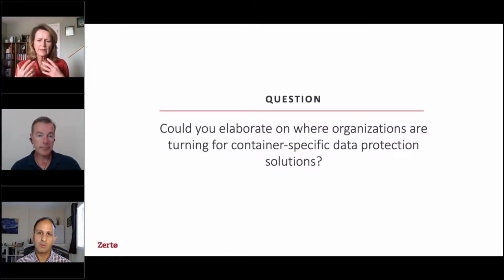Could you elaborate, and maybe Christophe, you could continue this, on where organizations are turning for container-specific data protection solutions based on what we've just talked about? Sure. So, yeah.